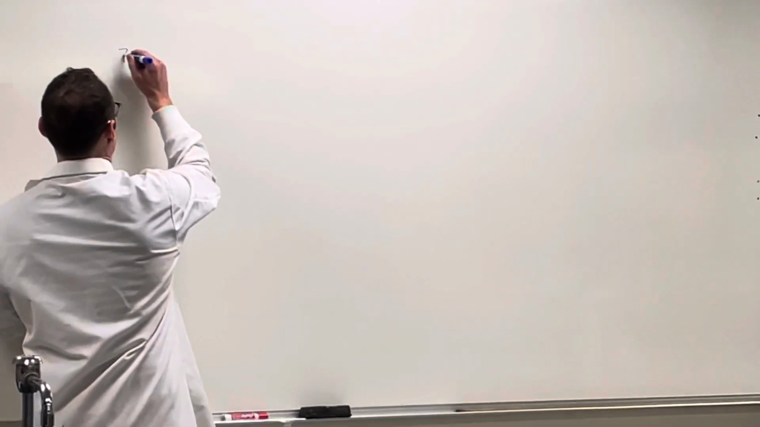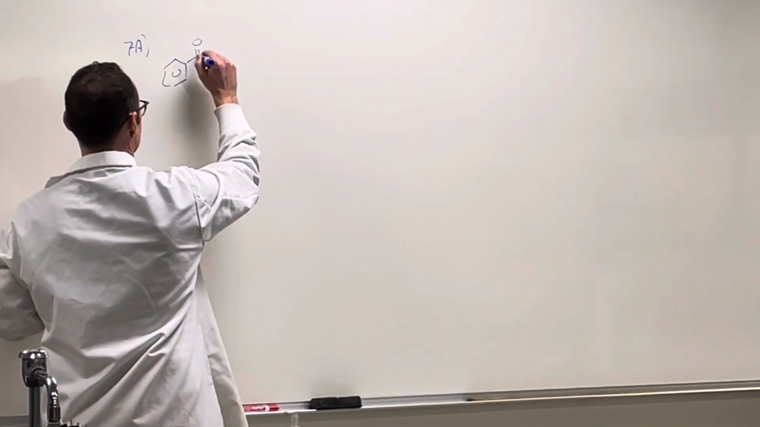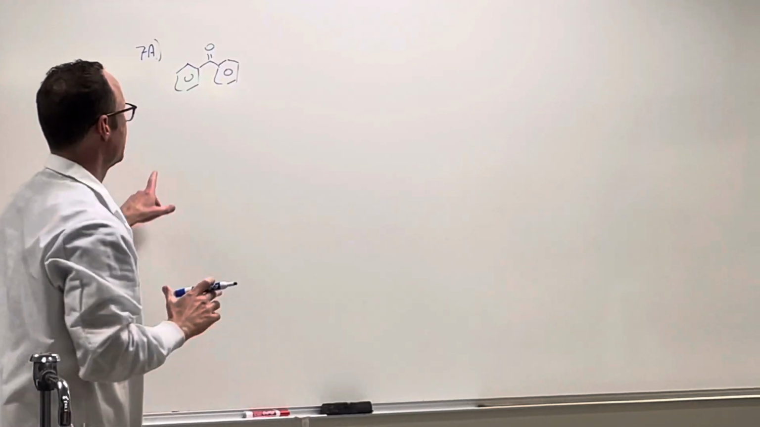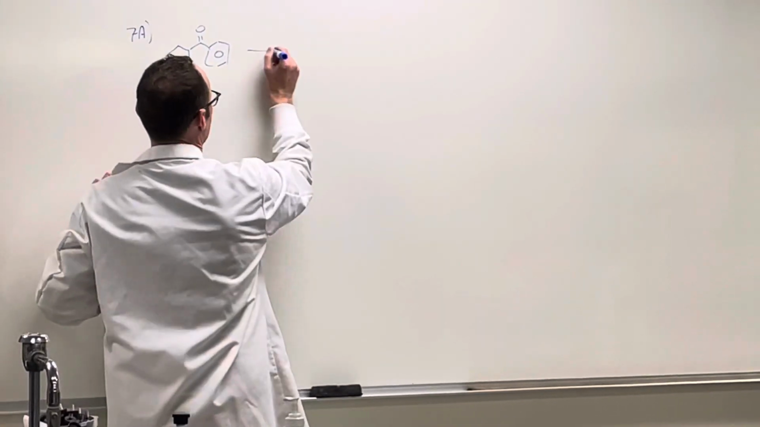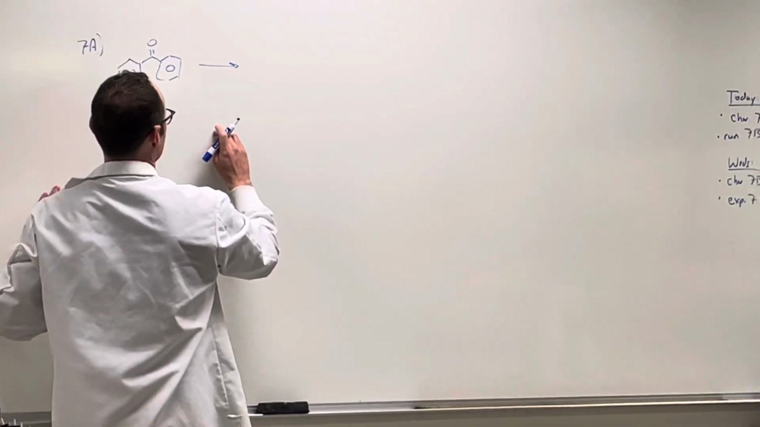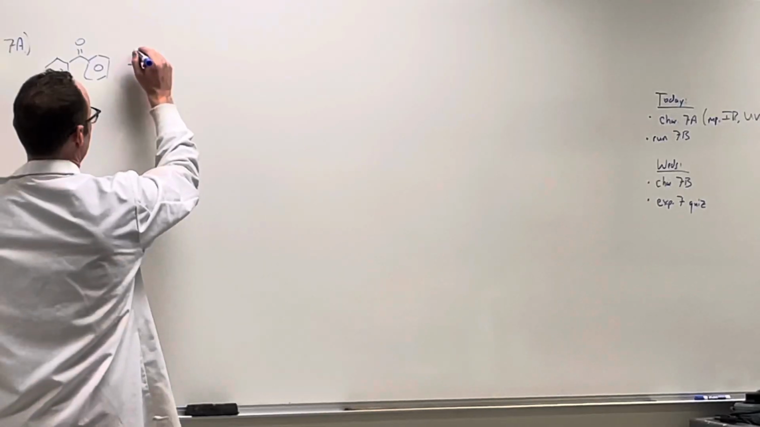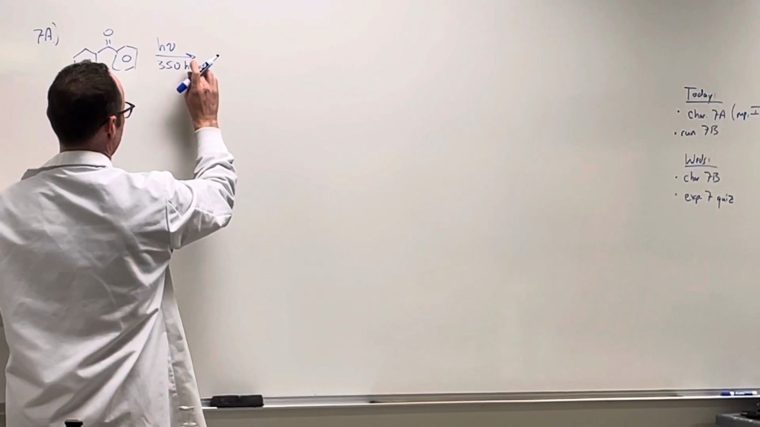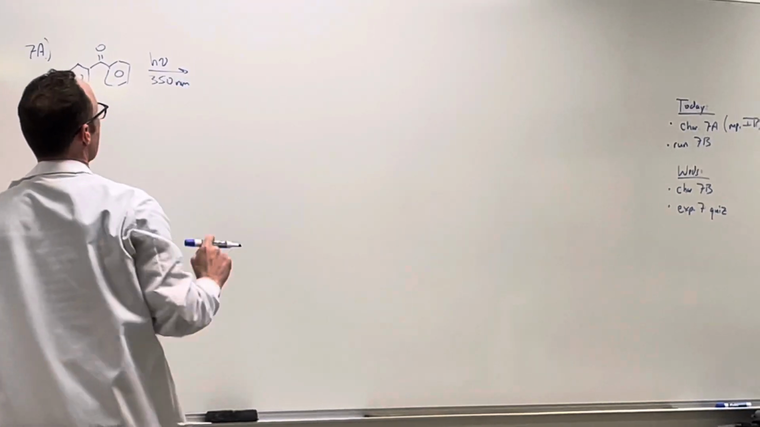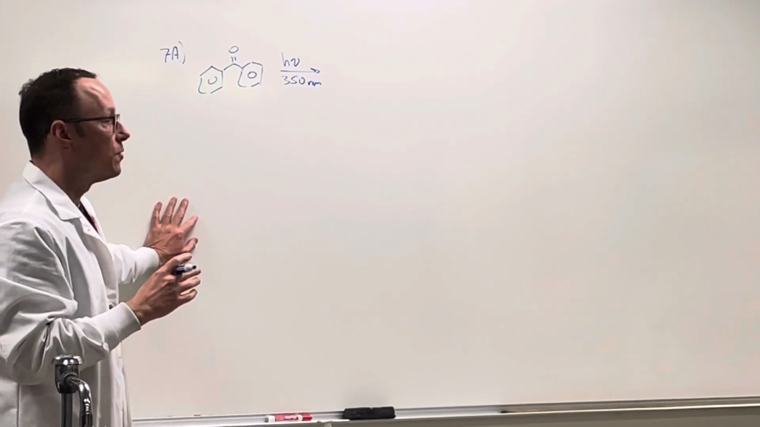So in 7A, what you did last time was you took benzophenone, which looks like that, and I'm just going to start abbreviating these benzene rings as Ph just because it's a lot easier that way. So what we did was we dissolved this in isopropanol, and then over the last week and a half or so, these guys were absorbing sunlight. And sunlight is obviously ultraviolet light, somewhere in the 350-ish nanometer range.